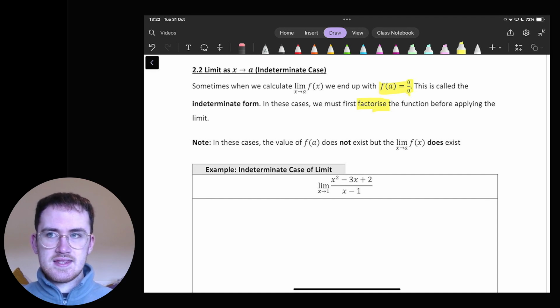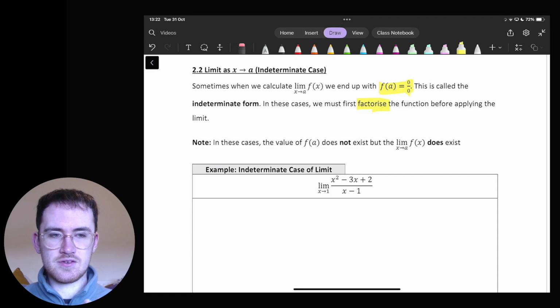So in these cases, what we'll do is start off and sub in. A lot of the time we'll be able to see from the examples that it's an indeterminate case, but we can sub in and get this undefined value, generally division by 0. And if we encounter that, we know that we then have to factorize the numerator or one part of the fraction, and we can reduce the fraction down further and then apply the limit to the function.